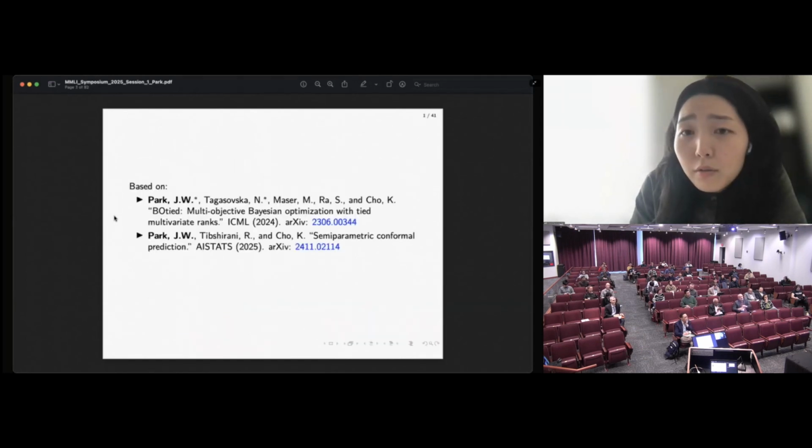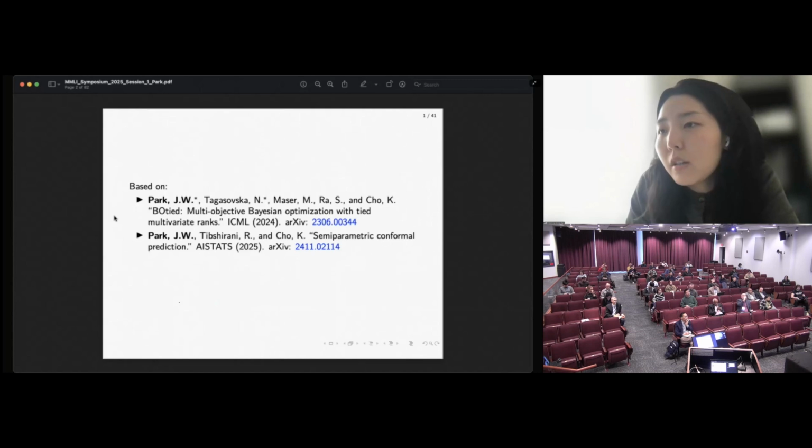I'll present two recent projects. I'll start with the new acquisition function for Bayesian optimization and then move to calibration. Both projects have a shared focus on modeling multivariate dependence and controlling tail behavior.